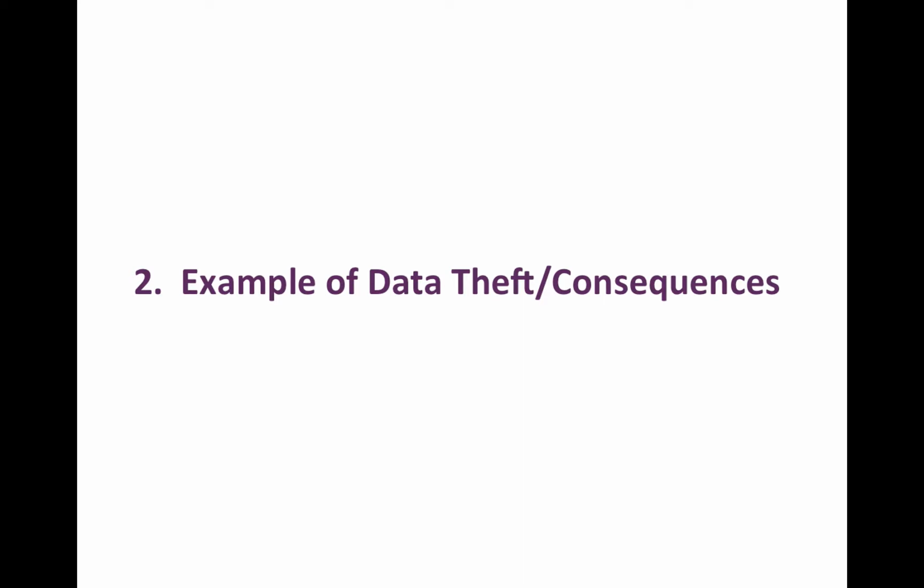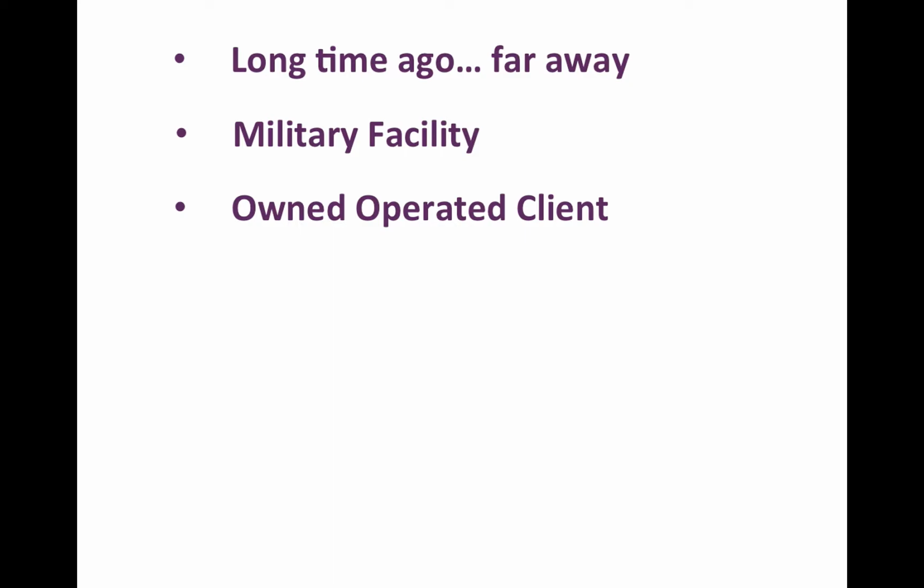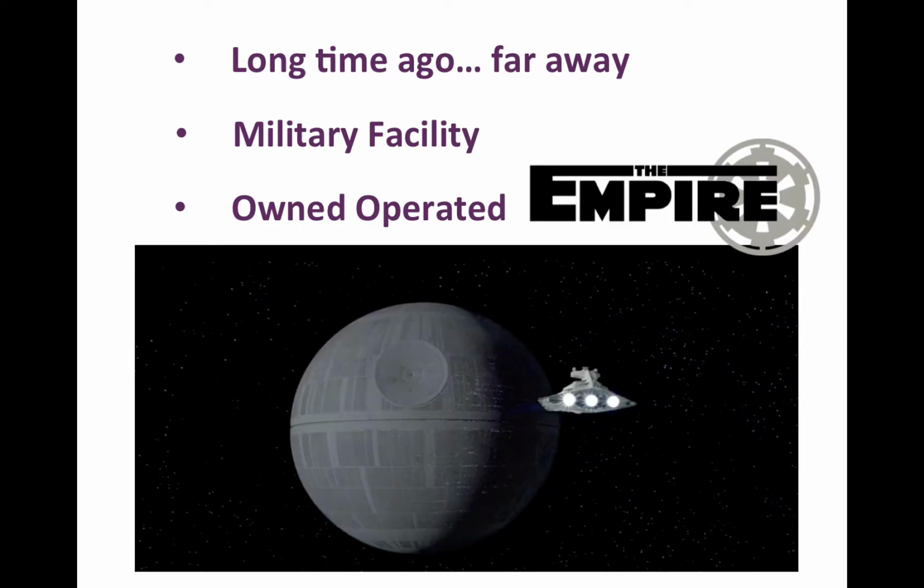An example of data theft and the consequences. This example took place a long time ago, far away, and involved a military facility of substantial size. The military facility was owned and operated by a client called the Empire. As you can see, it is a battle station approximately the size of a small moon. It contained a weapon of mass destruction and was a top-secret establishment.